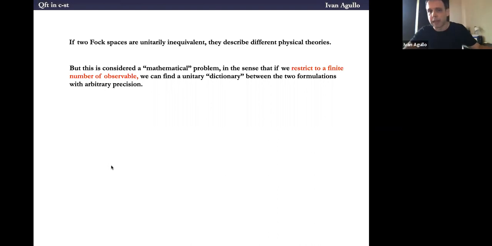And this is a very important message in quantum field theory in curved spacetimes: the existence of unitarily inequivalent representations, and also how to deal with them physically. So please retain that in your memory.